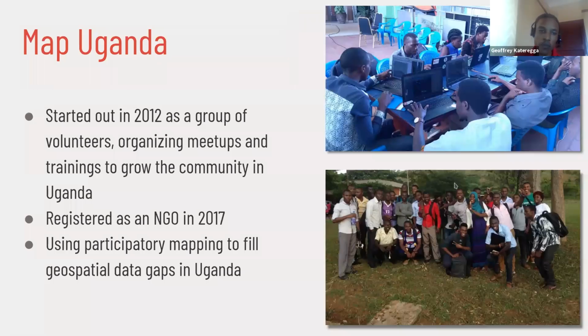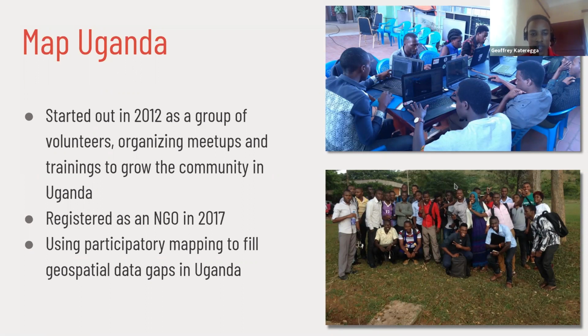OpenStreetMap Uganda, or simply what we call Map Uganda, is an organization in Uganda now, but we started out back in 2012 as a group of volunteers organizing meetups and trainings and contributing to OpenStreetMap and growing the OpenStreetMap community in Uganda. In the process, we wanted to spread our network across the country because we saw there was a data gap that we could fill working with geospatial data in Uganda.